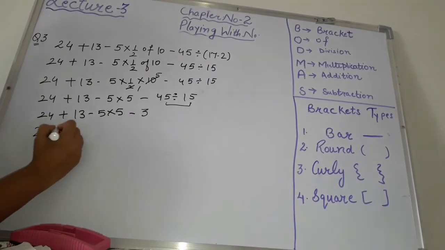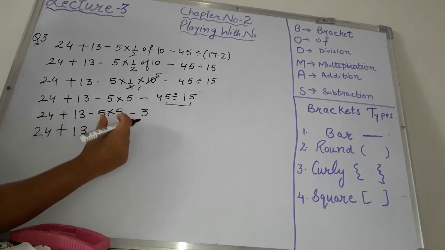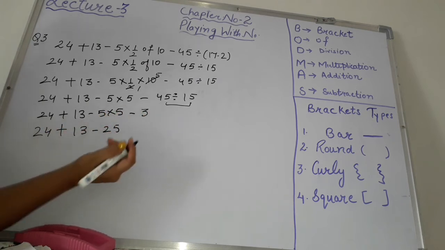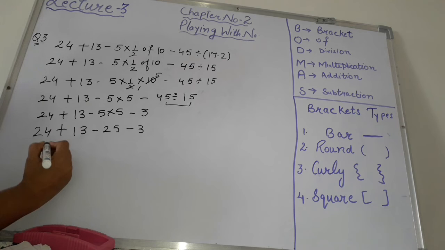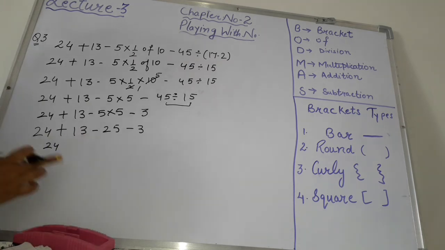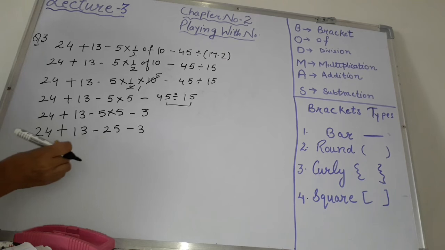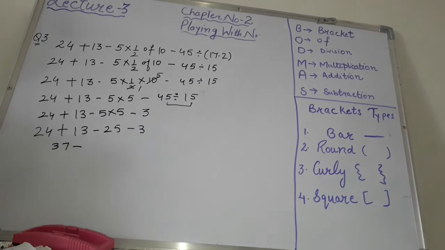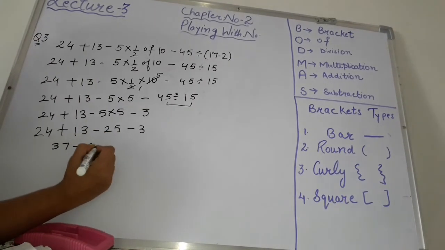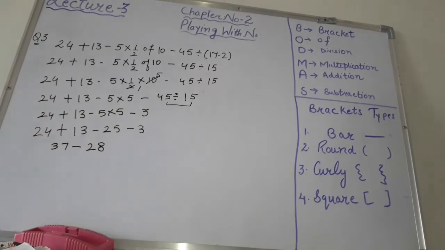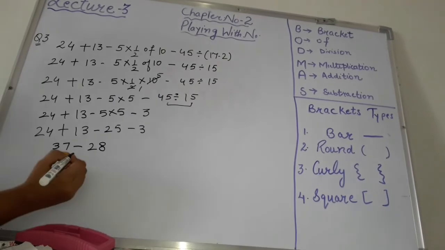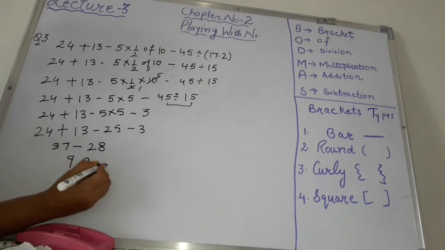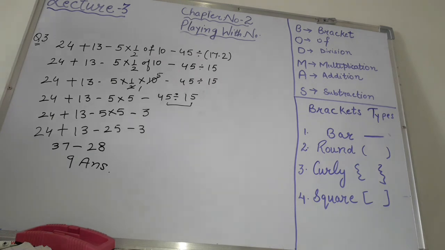Then 24 plus 13, then after division I will solve my multiplication, and I got 25 minus 3. Okay, now I will solve my addition. Then 24 plus 13 becomes 37, minus becomes plus, minus 25 minus 3 becomes minus 28, and I am left only with subtraction, and I got 37 minus 28, and our answer is 9.